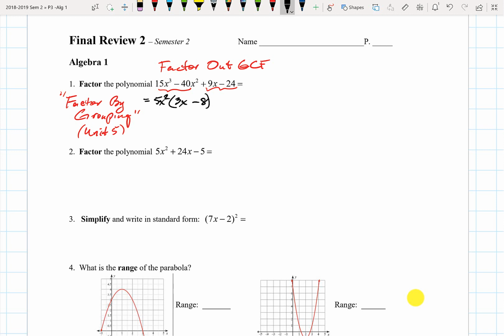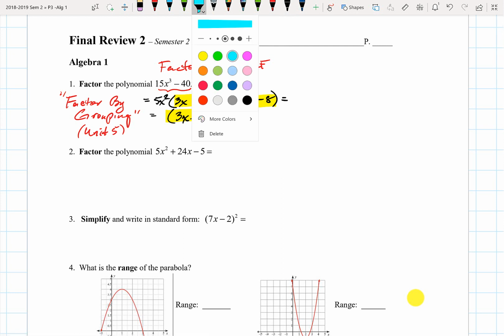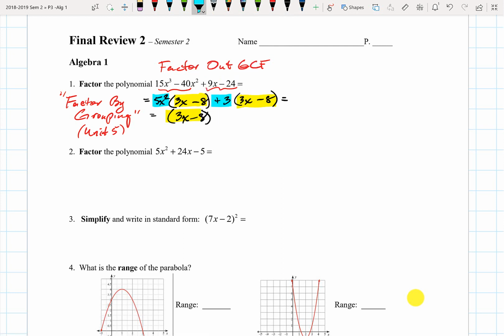And both 9 and 24 are divisible by 3, and they don't contain a variable. This 24 doesn't contain a variable, so the only GCF of 9x and 24 is 3. So I'm going to factor out a positive 3, so make sure you put a plus sign there. So 3 times 3x is 9x, and 3 times negative 8 is obviously negative 24. And notice that the binomials are the same, and they have to be. So step 2 would be to factor out the common binomial, which is now the new GCF, right? It's a common binomial, and the remaining factor is right here, the 5x squared plus 3.